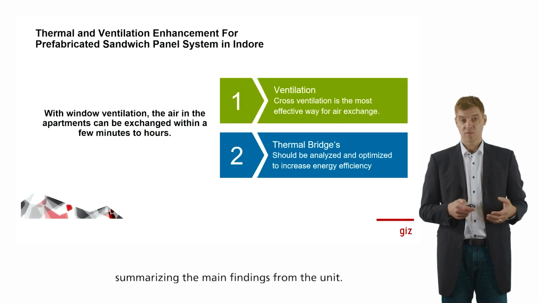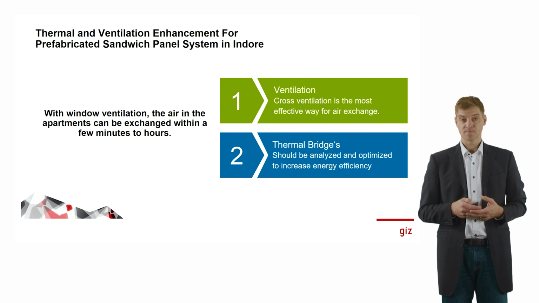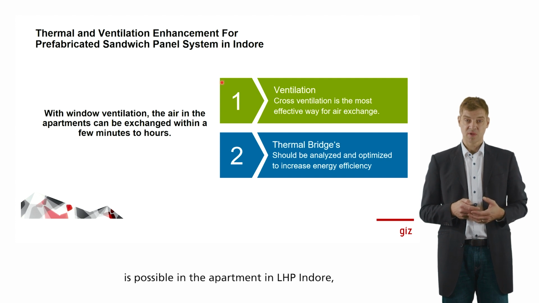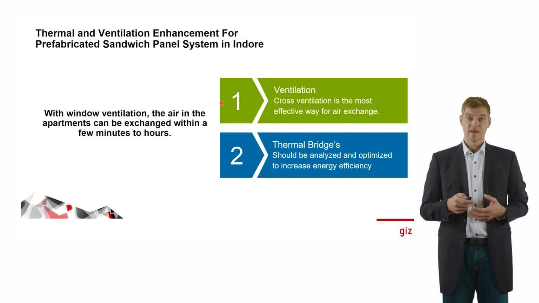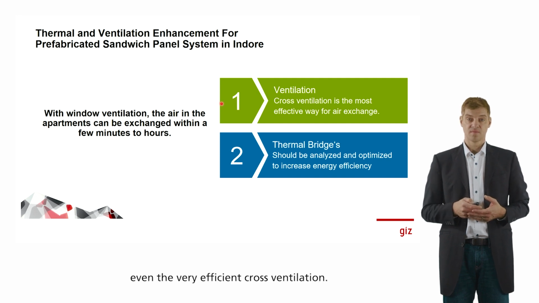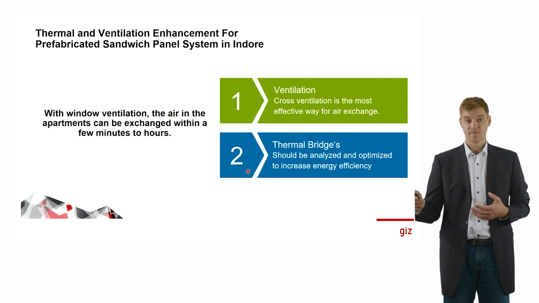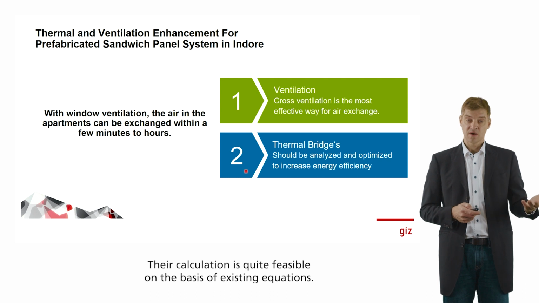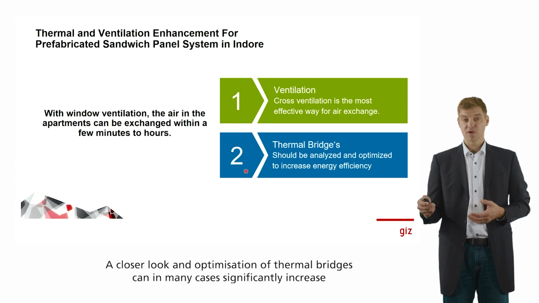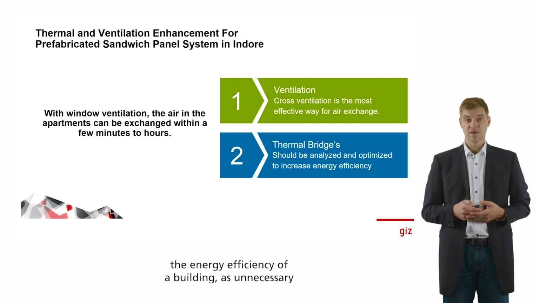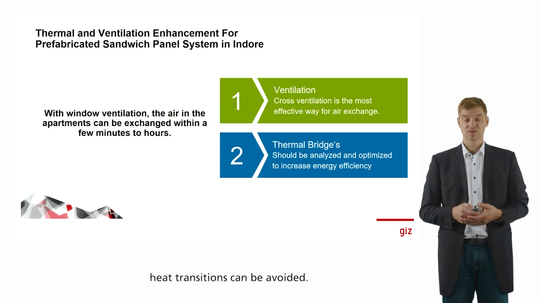Let's conclude by summarizing the main findings from the unit. Any type of ventilation is possible in the apartment in the Lighthouse project INDORE, even the very efficient cross-ventilation. There are two different types of thermal bridges, point and linear. The calculation is quite feasible on the basis of existing equations. A closer look at the optimization of thermal bridges can in many cases significantly increase the energy efficiency of a building, as unnecessary heat transitions can be avoided.